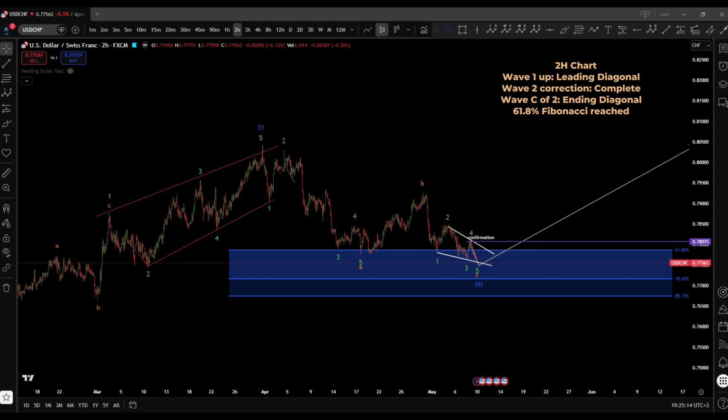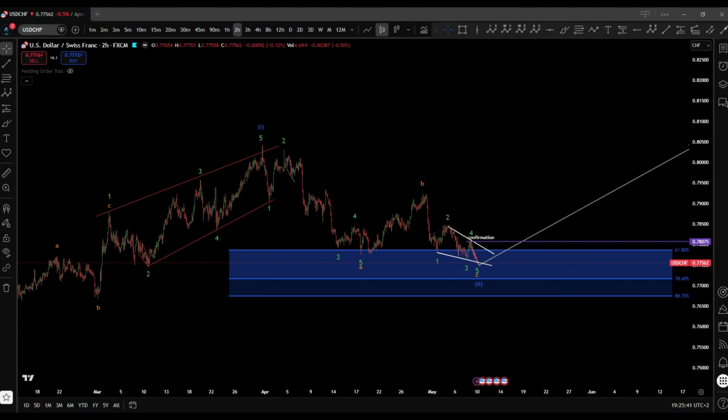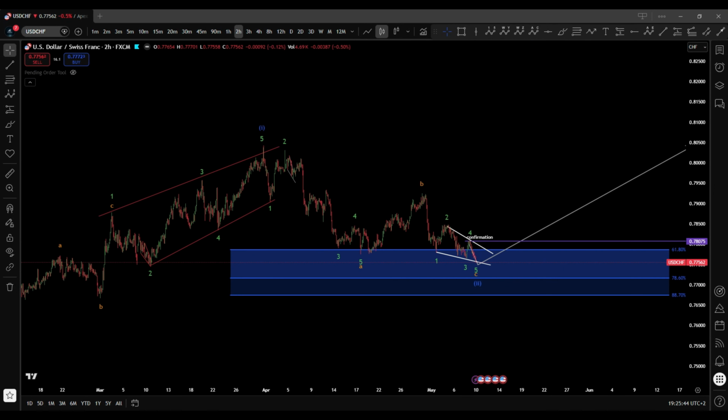Crucially, wave 2 has reached a perfect rule-based target zone, the 61.80% Fibonacci retracement. That is exactly the area where most wave 2 corrections end. Also, as I said, we have a potential long setup here. Our confirmation line is at the high of wave 4, stop loss at the low of wave 2.